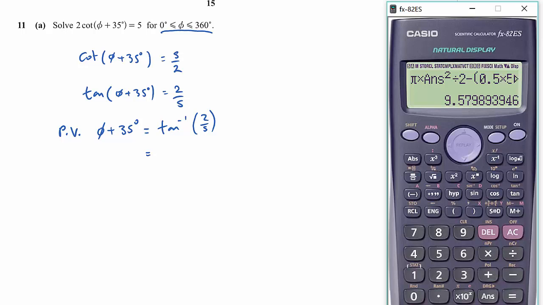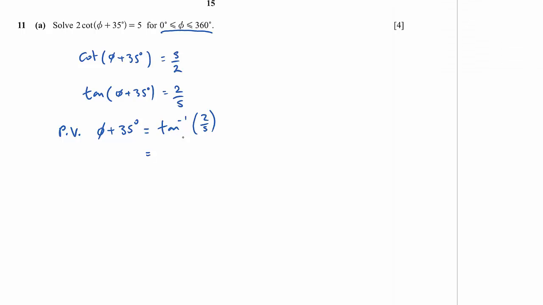So now we're in degrees here. I need to change the calculator mode. So we need to be in degrees, and inverse tan of 0.4 gives 21.80, we'll call that.